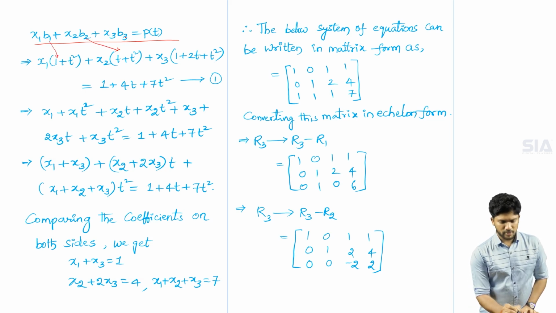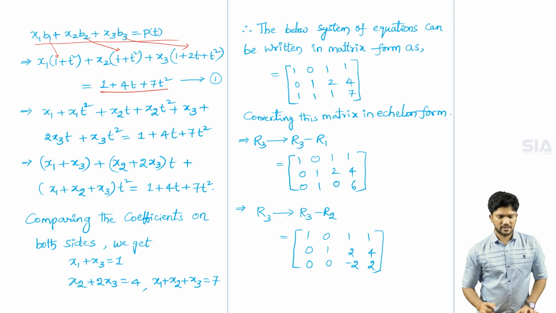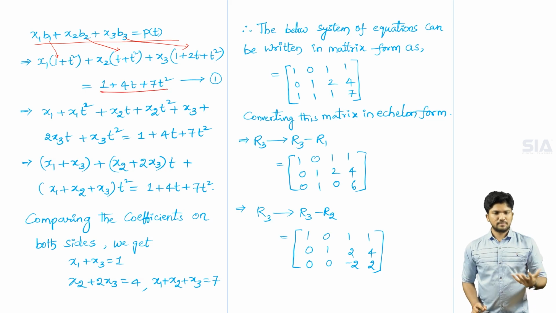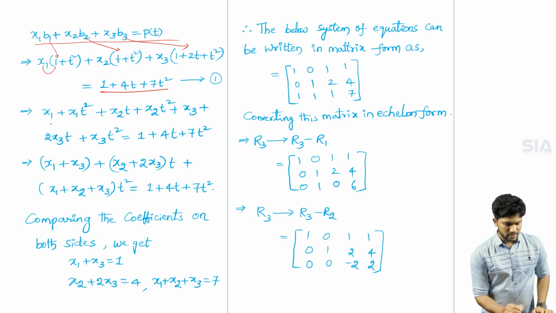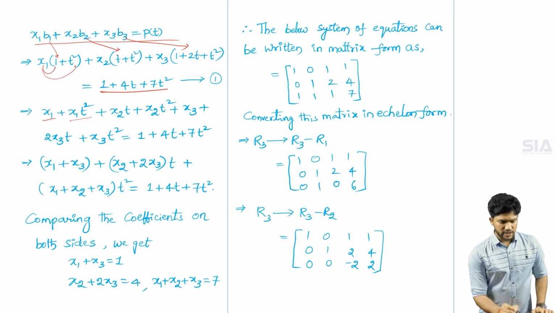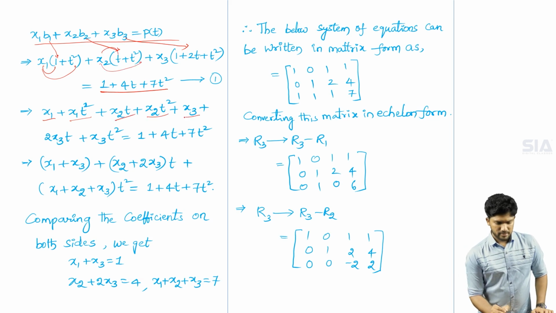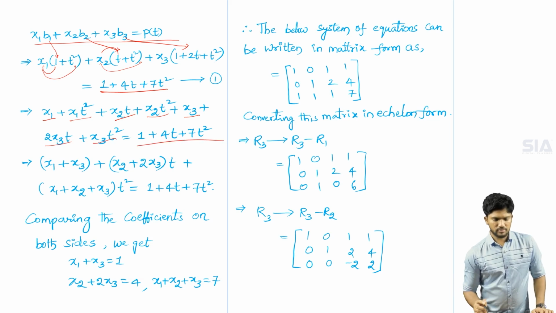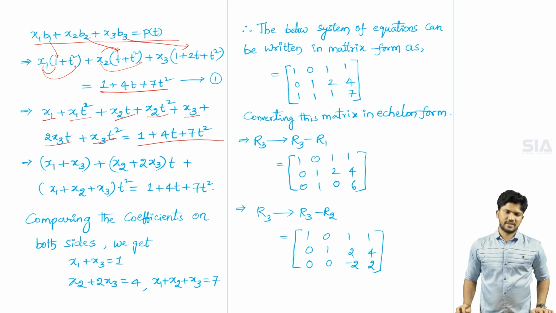So after substituting the corresponding values, we get equation number 1. After the substitution, simplify: x1 into 1, x1 into t square gives x1 t square, x2 into t gives x2 t, x2 into t square gives x2 t square, then x3 plus 2x3 into t plus x3 into t square. That is equal to the remaining value p of t, 1 plus 4t plus 7t square.